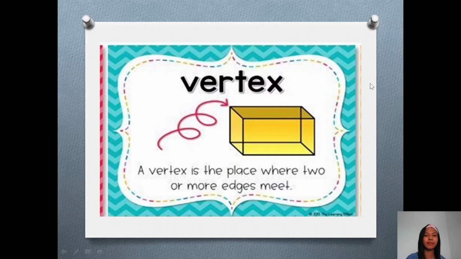Next, vertex. It is a place where two or more edges meet. This is just a little recap of what I said earlier, to introduce the words. A vertex is the place like this point. This is an edge, and another edge here. They meet at this point. Two edges meet at this point, so this is called a vertex.